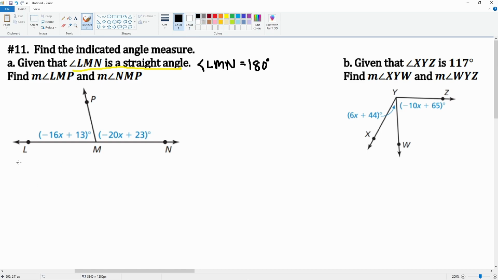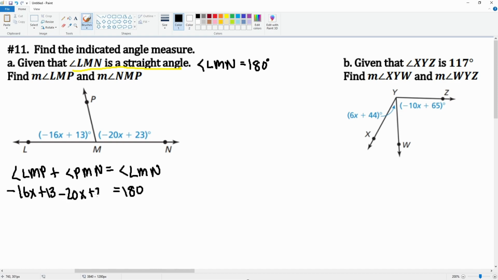So if we add these two angles, angle LMP plus angle PMN, that gets us our total angle of LMN. Okay, that is 180 degrees. The two pieces are negative 16x plus 13 plus negative 20x plus 23. Negative 16x and negative 20x becomes negative 36x. 13 plus 23, which is 36, is equal to 180.